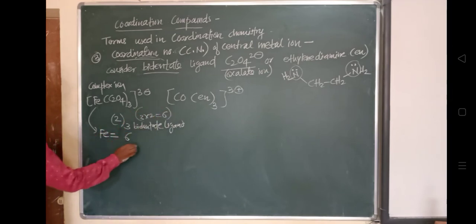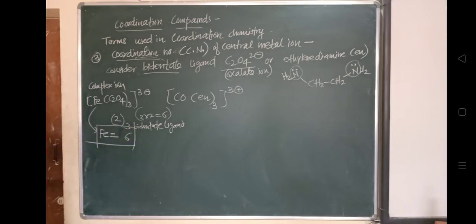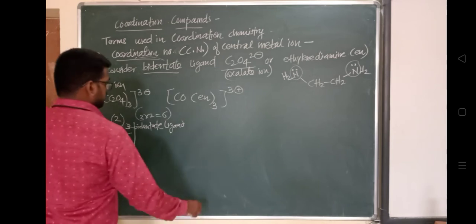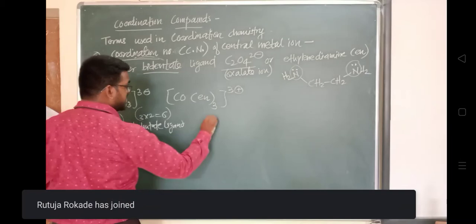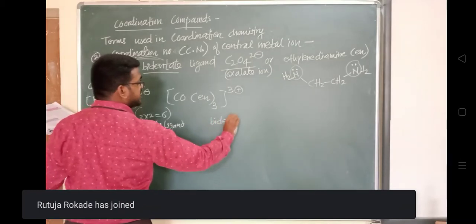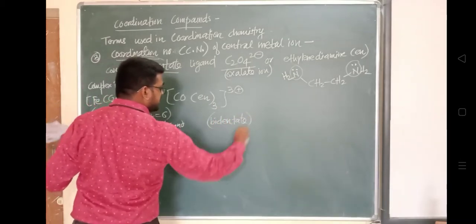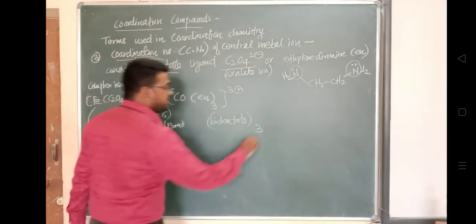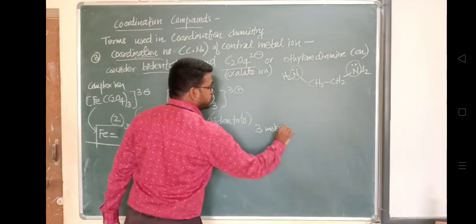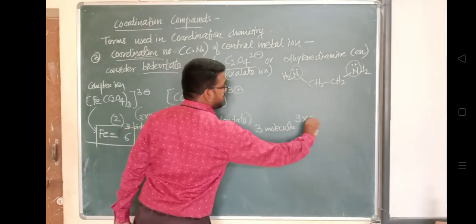So what is the factor responsible for finding the coordination number? It is the type of ligand that decides the coordination number of the central metal ion. Which ligand it is and how many molecules of it there are: on that basis we calculate the coordination number. So this is very important.